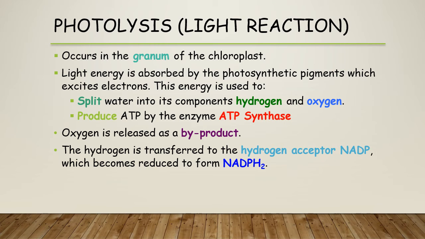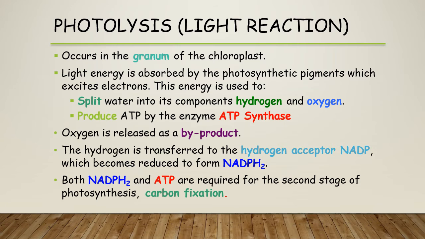The hydrogen, however, is needed. And again, like we said in metabolic pathways, hydrogen just roaming about within the cell is really destructive. So it's accepted by a hydrogen acceptor, a coenzyme, which is then reduced by accepting hydrogen to form NADPH2. So this is a new one, similar to NAD from metabolic pathways, but NADP, NADPH2 in the reduced form. And both that NADPH2 and the ATP are required for the second stage, carbon fixation.